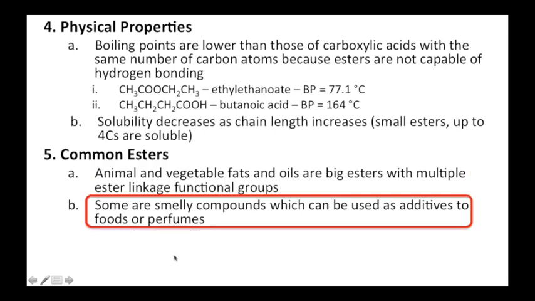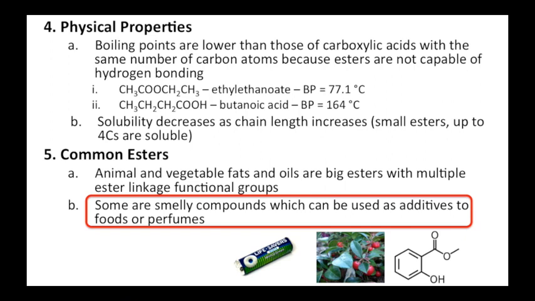Alright. They're smelly compounds. That doesn't mean necessarily bad smells. They can be used as additives for foods or perfumes. So for example, look at this one. There's a benzene here, but we also have a double bond to an O, a single bond to an O. That is kind of a wintergreen, like this wintergreen lifesaver. So anyway, there's some common esters for you and what they're used for.